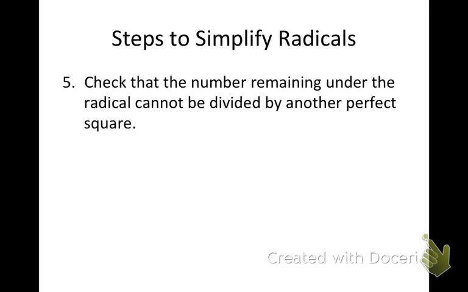Okay. So it's a lot of steps, but it goes quick. Just wanted to write it out so you had it. So once you have that, flip on to the back. We'll look at our first square root that we need to simplify.